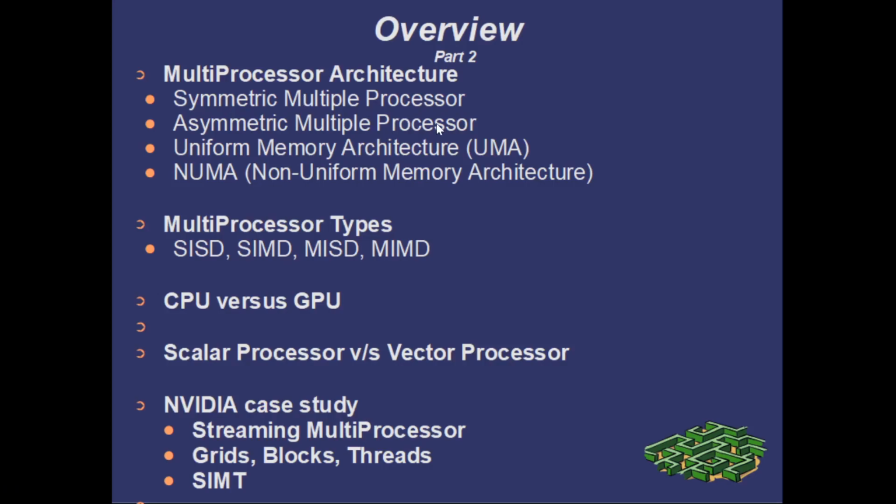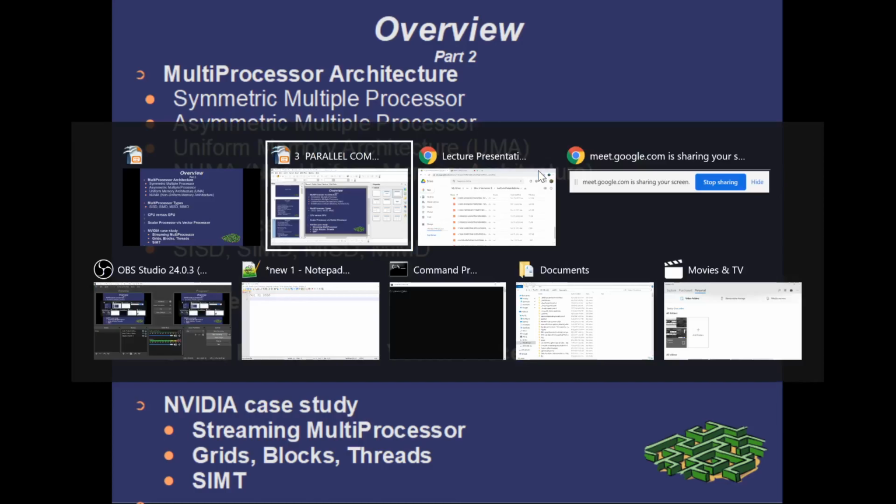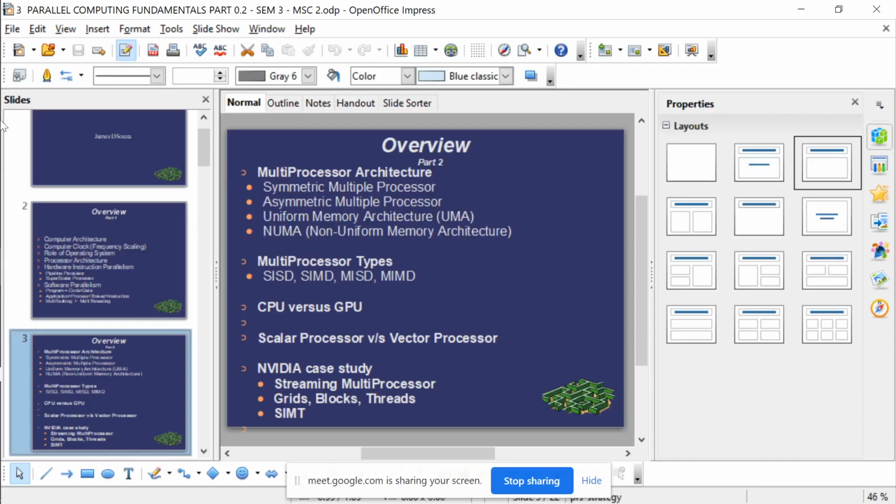So now we are going to look into the hardware a little bit more. So here we are looking at multi-processor architecture: symmetric multi-processor, asymmetric, uniform memory architecture, and NUMA. So let us, can we have a diagram?